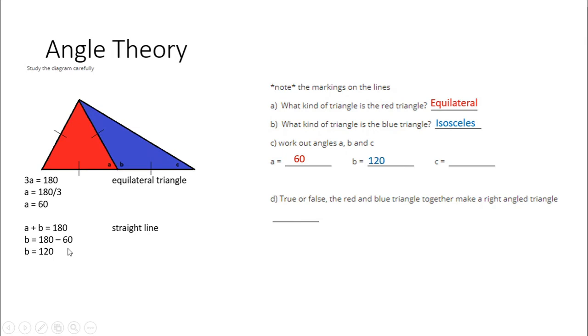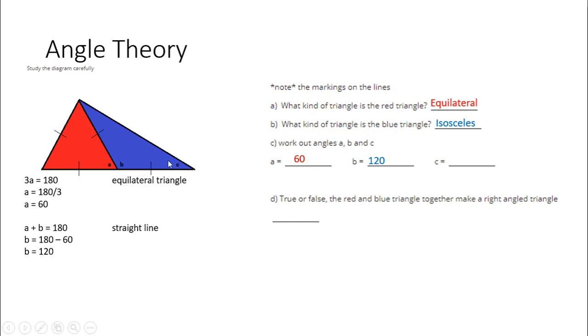Finally, C. Remember that you know what kind of triangle this is. Even though I haven't labeled this angle up here at the top, you know that two of the angles on this triangle are equal. And I hope you don't think it's these two. The two angles that sit on the equal sized lines, but not between them.